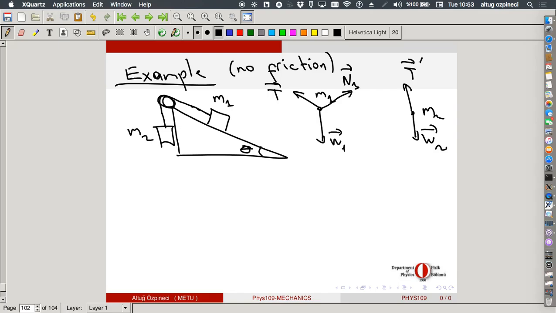Is T equal to T prime, the vectors? Are they equal? No. Their magnitudes are equal. They are two different vectors, so that's why I have to use different symbols for each one of them. I know that their magnitudes are equal because on a massless string, the tension at every point is the same, and these forces are created by the tension, so the magnitudes of these forces are equal to the tension on the string.